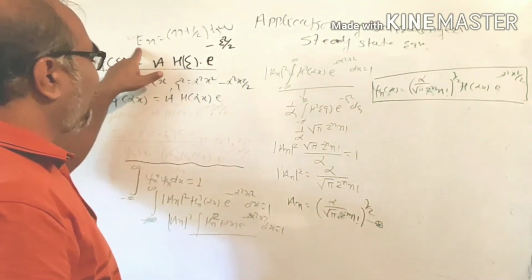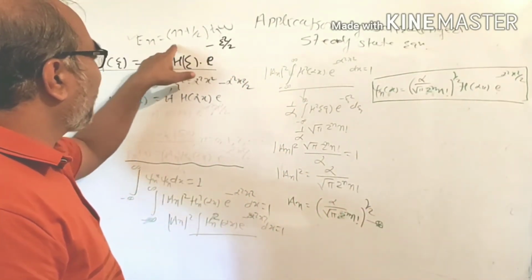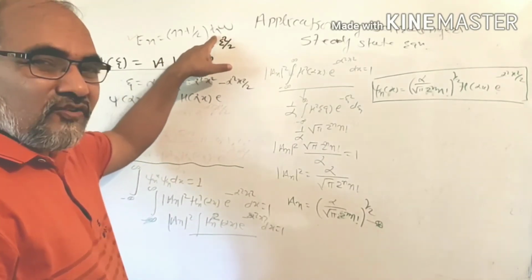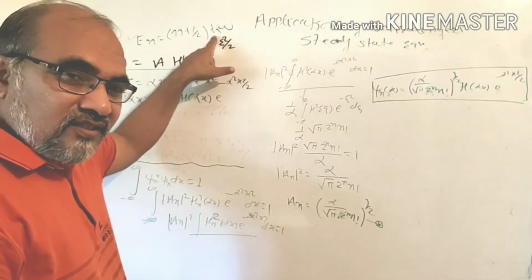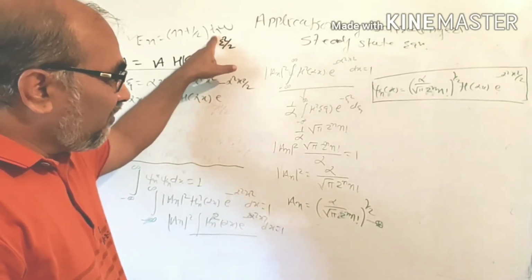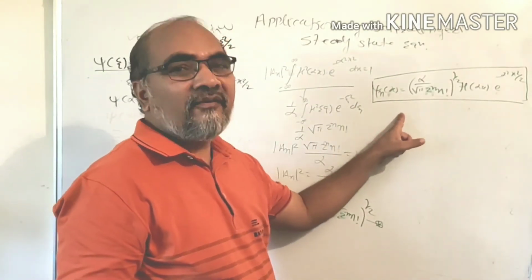So this E_0 we have seen. E_0 is equal to 1/2 ħω. So this is the ground state energy. Then with n equal to 0, what is the wave function?